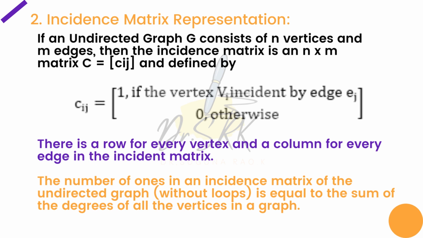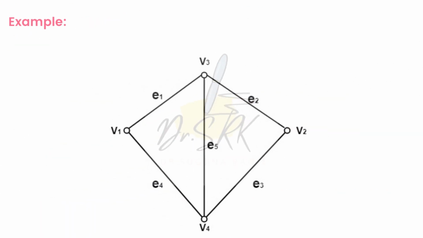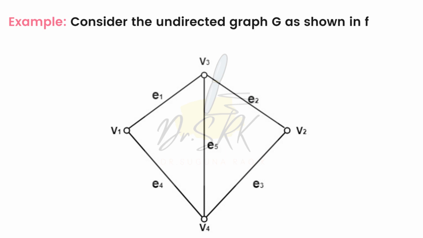To understand this incidence matrix representation of an undirected graph, look at the example here. Consider the undirected graph G as shown in the figure below. Find the incidence matrix. This is clearly an undirected graph. To represent this undirected graph, the second method is the incidence matrix. So here, vertices of this diagram can be taken as rows. Edges of this diagram can be taken as columns.